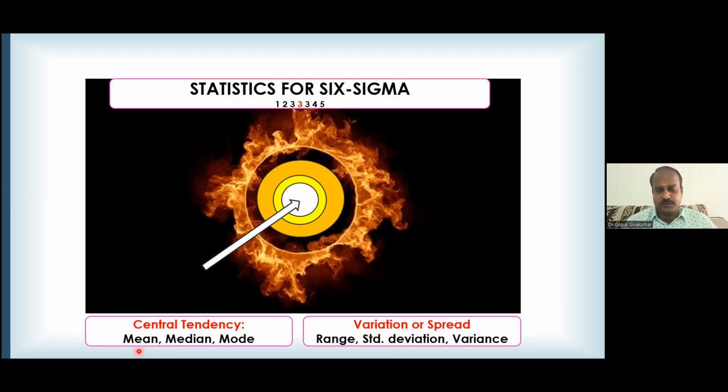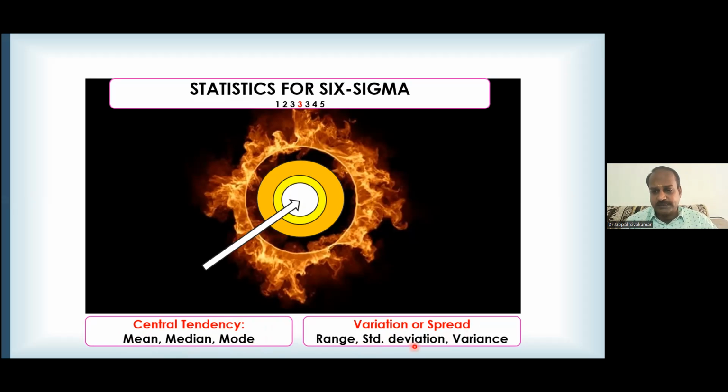Mean means average. You add all the numbers, divide by the number of numbers, you get mean. Median, you arrange the numbers in ascending order or descending order and find out the number that is there in the center, and that is median. And find out the most frequently occurred number, that is your mode. So any one of these measures will reflect the central tendency in your process. The goal should be, central tendency should be on the target.